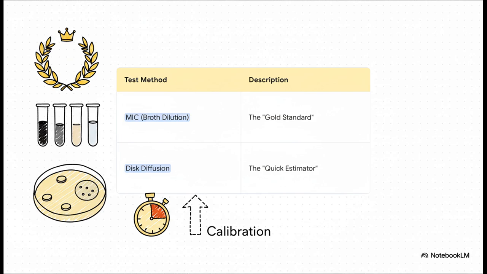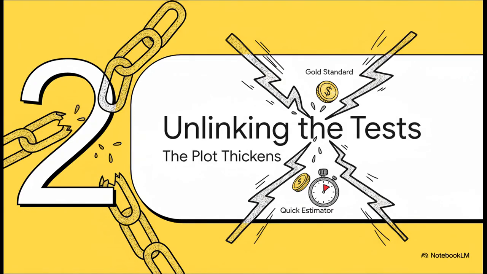Now, to really understand what happened next, you need to know the two main characters in our story. First up, you've got the MIC test. You can think of this one as the gold standard. It's incredibly precise. It tells you the exact minimum concentration of a drug needed. Then you have the disc diffusion test, which is more like a quick estimator. It's faster, it's more common, but, and this is key, it totally relies on being accurately calibrated to that gold standard. And this is where the plot really starts to thicken.